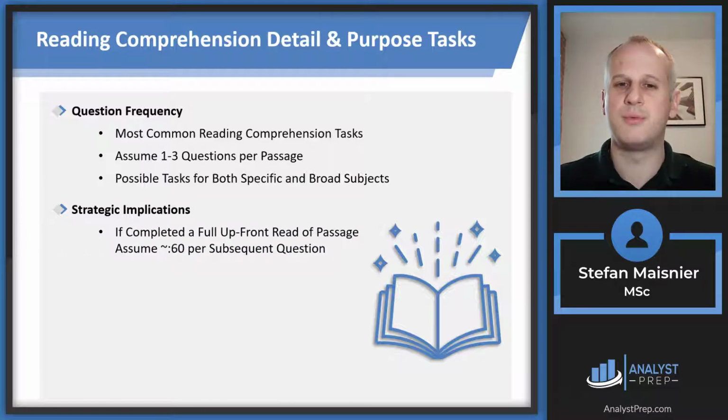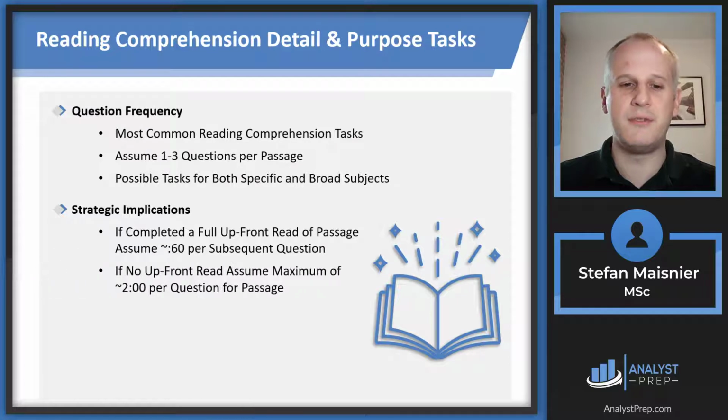The strategic implications of detail and purpose tasks is that if you've completed a full upfront read of the passage, you want to assume about 60 seconds per subsequent question, not just for detail and purpose tasks, but really for every subsequent question after that upfront read. If you're spending somewhere between 3 and possibly as many as 5 minutes, if you need to, on the upfront read of a reading comprehension passage, you just have to be prepared to go pretty quickly through the remaining questions.